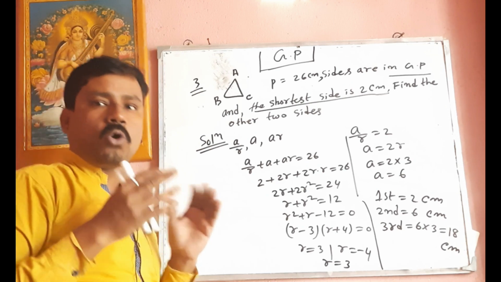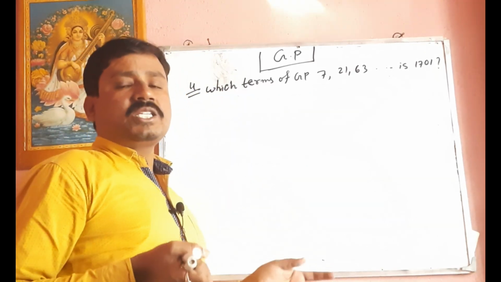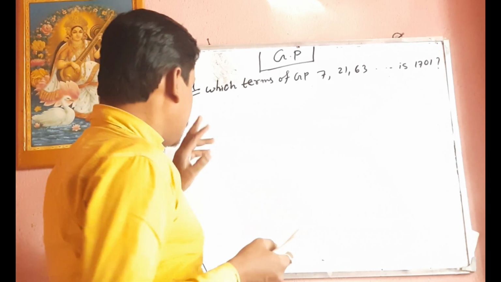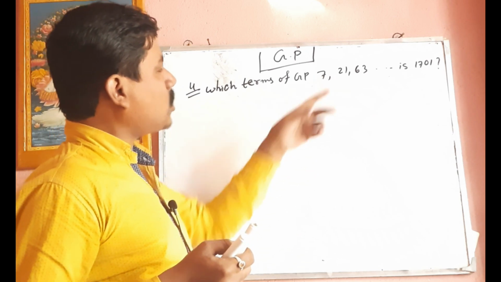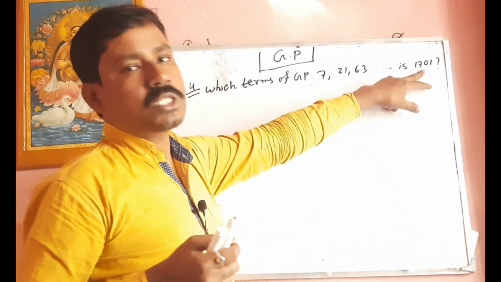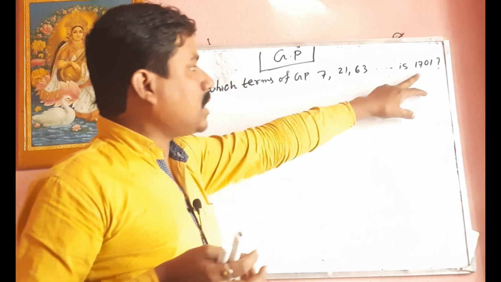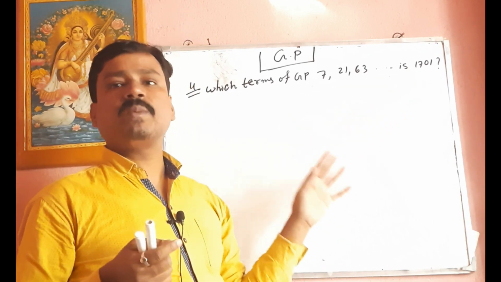Now we move to the fourth and last example of the day. The fourth and final example is: which term of the GP 7, 21, 63 is 1701? So we want to find which term of the given GP is 1701.